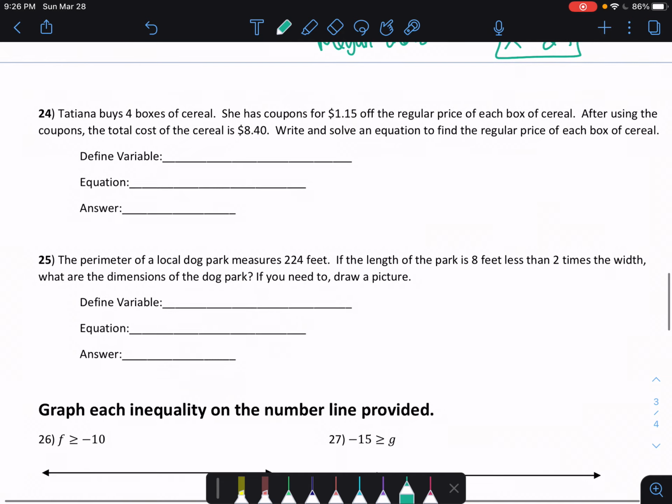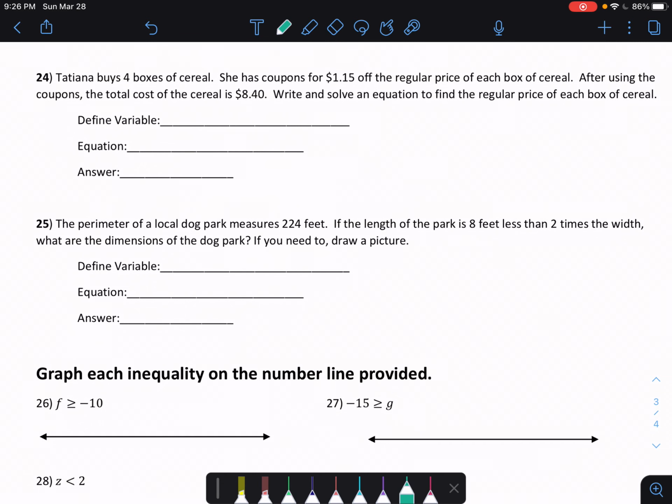Number 24 says Tatiana buys 4 boxes of cereal. She has coupons for $1.15 off the regular price of each box. After using the coupons, the total cost of the cereal is $8.40. Write and solve an equation to find the regular price for a box of cereal. So we're trying to find the regular price of a box of cereal. So I'm going to put x equals regular price.